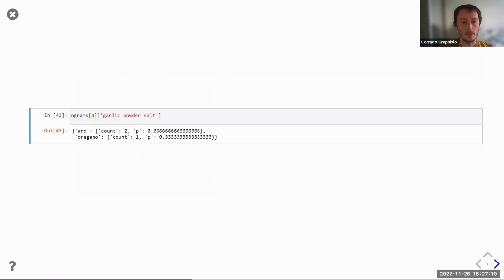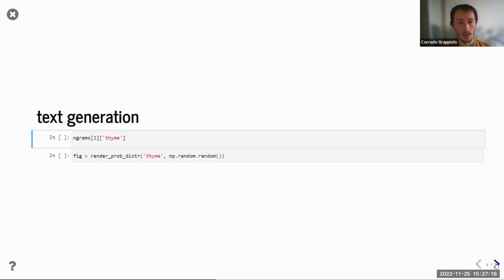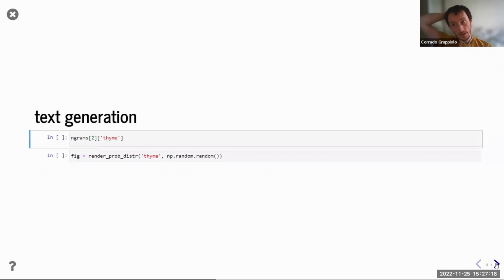After salt, we see that there is also oregano, and things go on. Now, we said that language models are used to generate text. So let's try to generate text. How do we generate text given n-grams? Well, the idea is to treat these n-grams as a probability distribution and then sample from it.